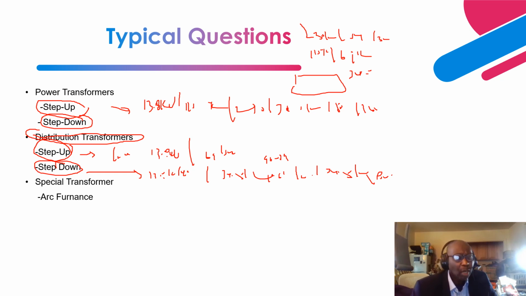Then we also have special transformers, right? Okay, so for special transformers, a typical example is the arc furnace. They call them special transformers because they utilize a very high current, right, for their application in the arc furnace. Then we also have traction transformers that are used in high-speed rail trains, right?